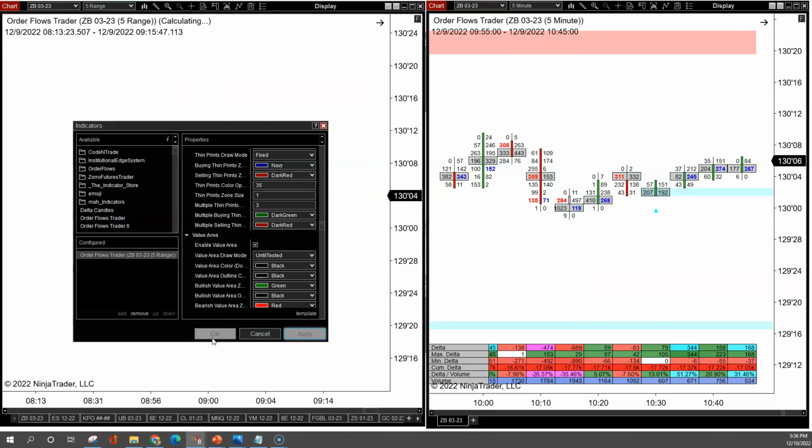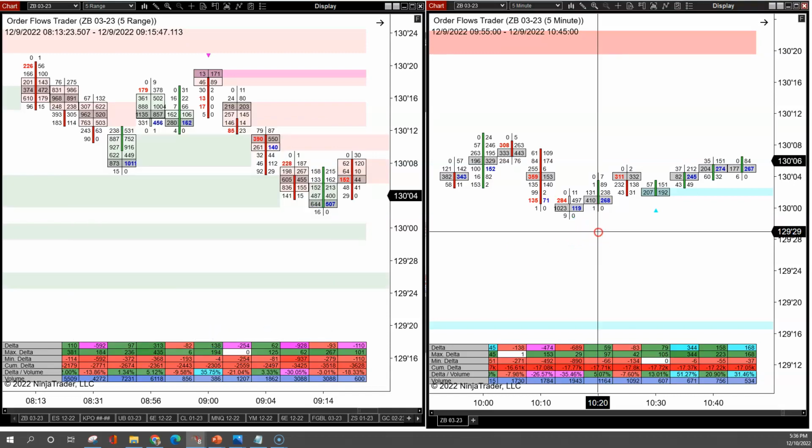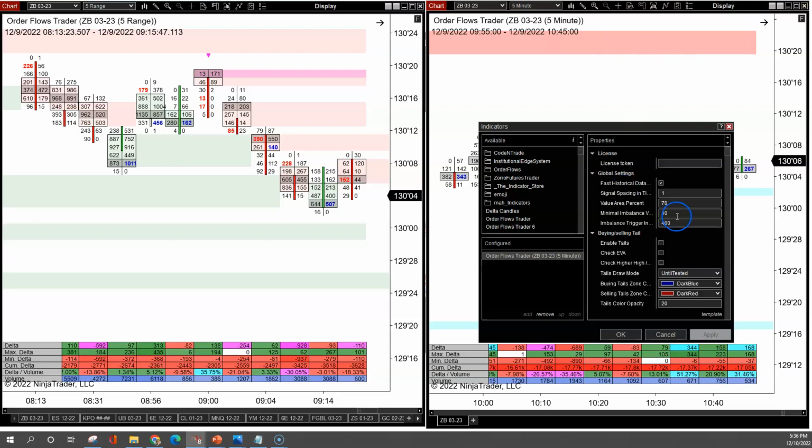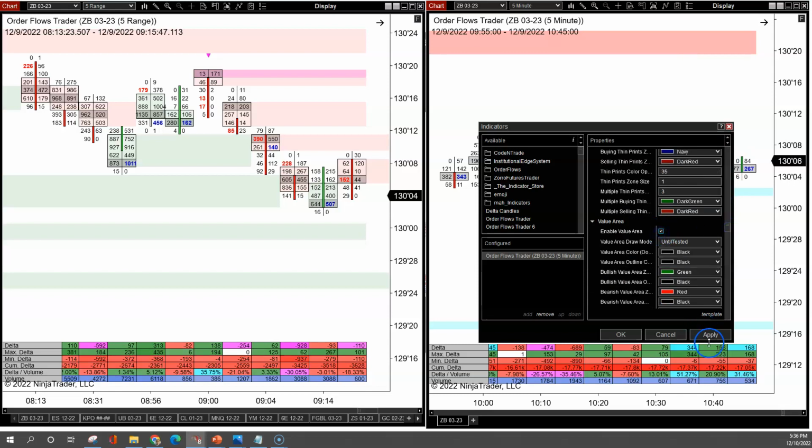Now the value areas, this is something that's on the Orderflows Trader 6. And again, it's very useful for helping identify when a market is moving away from balance or from value, however you want to describe it. I use the term balance and value pretty interchangeably.